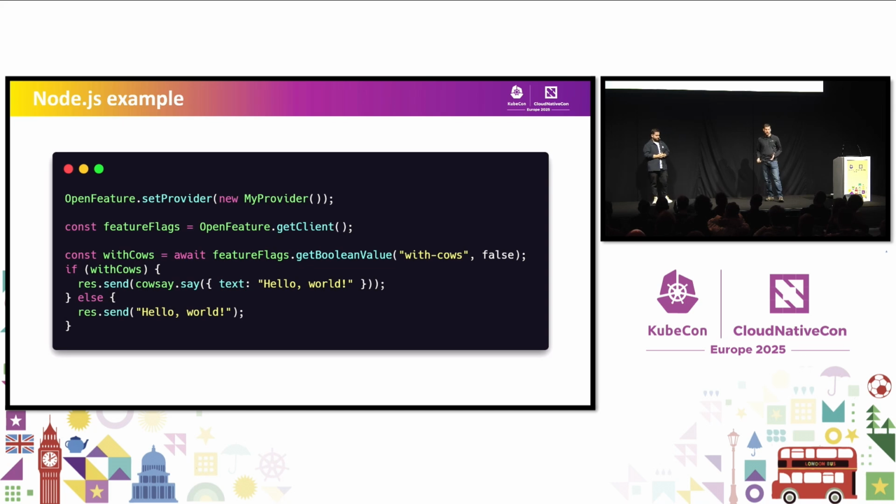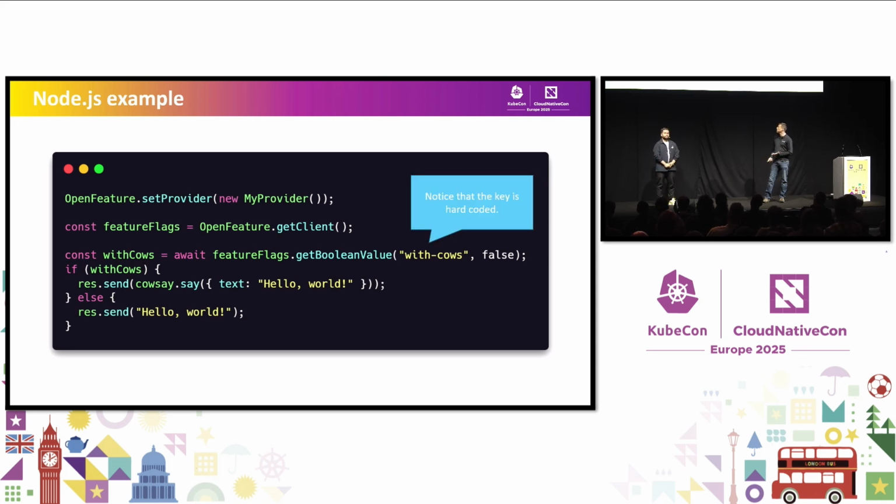Let's look at a Node.js example. At the top you see we're registering the provider. This should happen once in your application. We can then create a client, and use the client to interact with your feature flag. In this case, it's a silly example, of course, but we're using the with cows flag and then controlling the console output based on that.